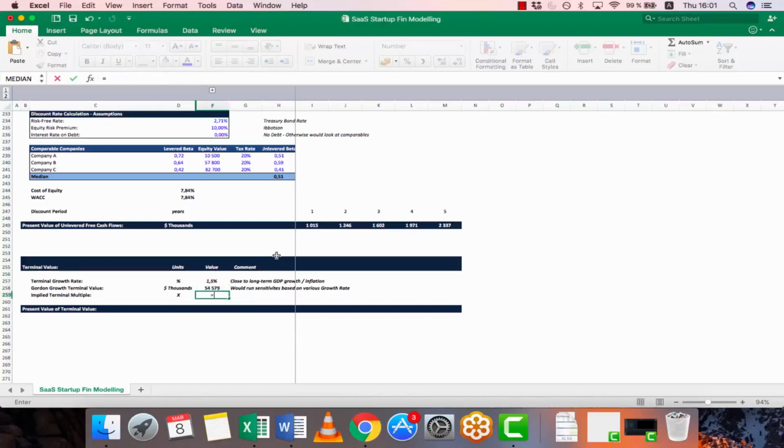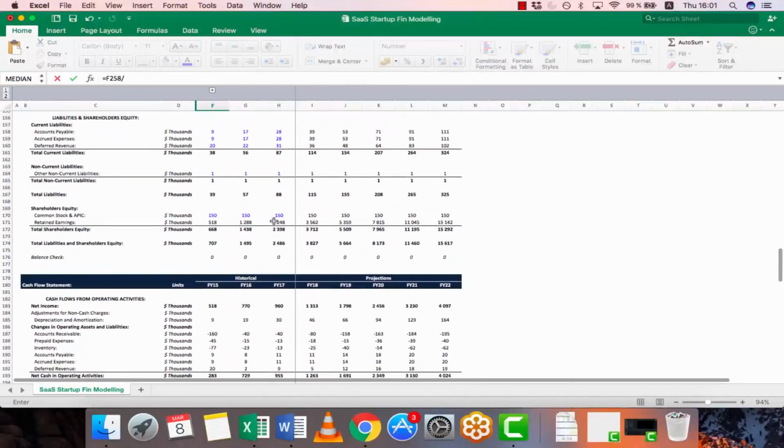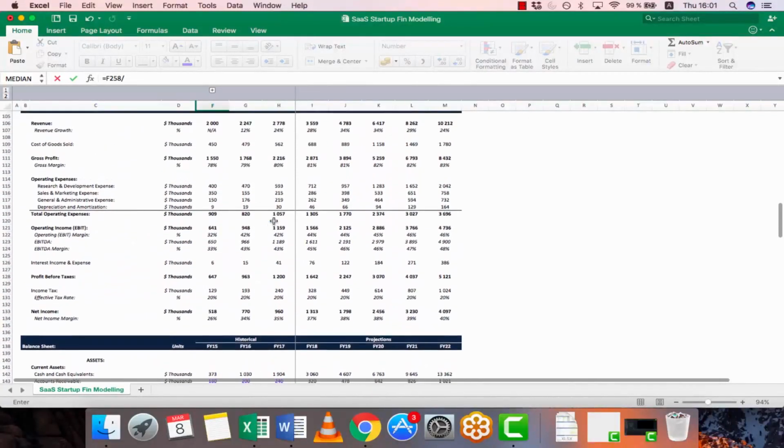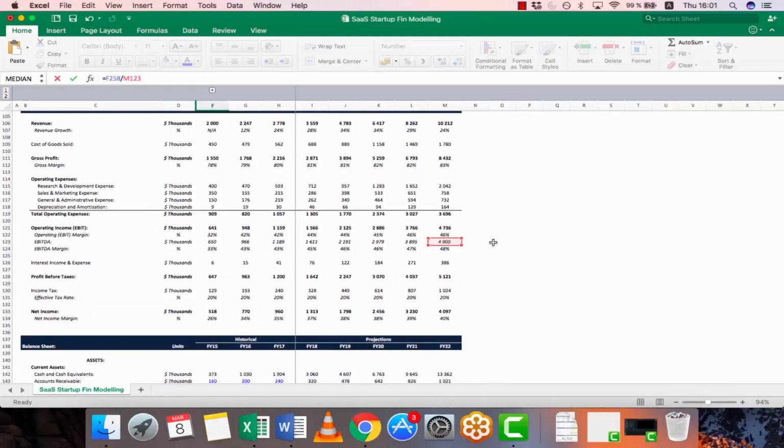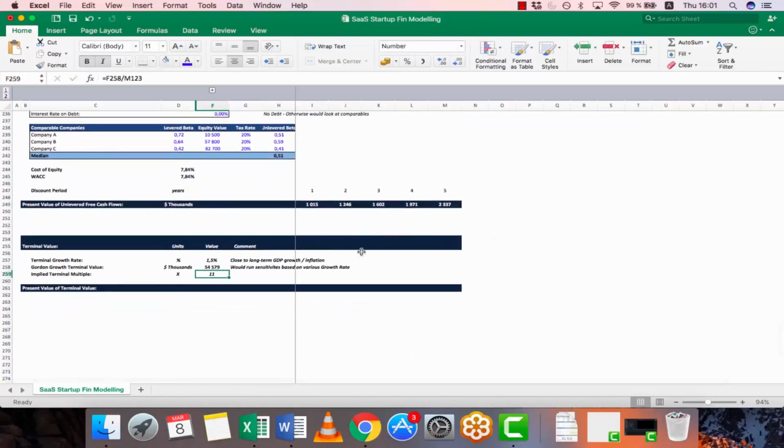So it's relatively simple. We just have to divide our Gordon Growth terminal value by the company's EBITDA in the final year. So here you are. It's 11. Not bad. It's a tech startup. It's growing very fast, so it's quite good. So what we were doing here was just reverse engineering. So we were trying to figure out what is the equivalent implied terminal multiple.